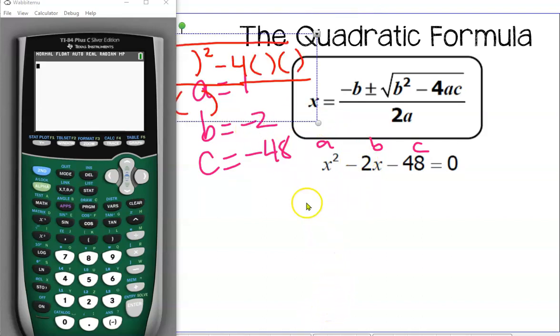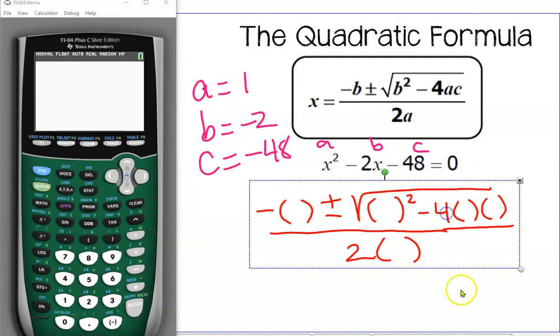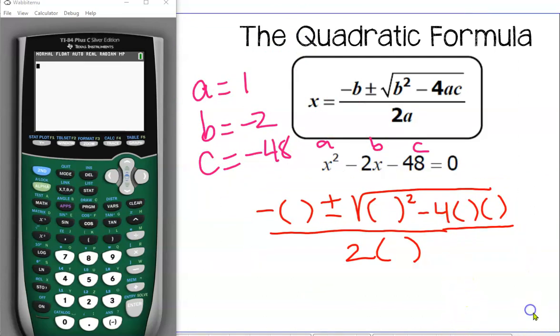All right, I'm going to paste that skeleton formula from before. And now we're ready to fill in our values. Right now, this is called showing your work. Not much to do, but you must show what you are entering into the formula and where. So b is -2, a is 1, c is -48, a is 1.